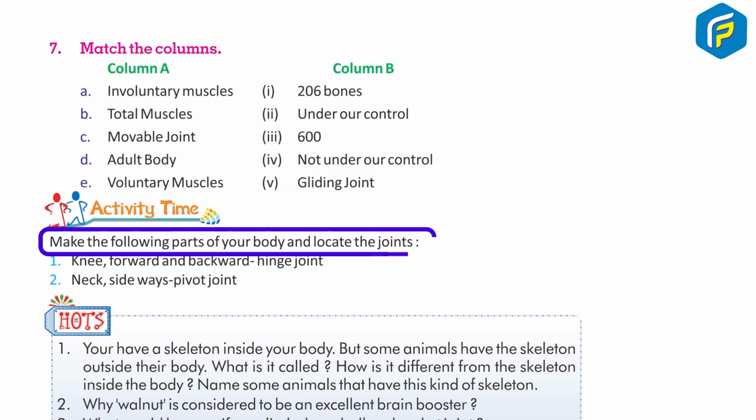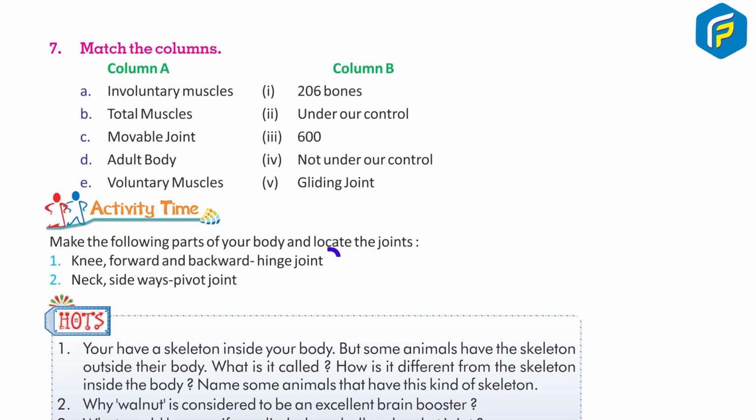Activity time. Make the following parts of our body and locate the joints. 1. Knee, forward and backward, hinge joint. 2. Neck, sideways, pivot joint.